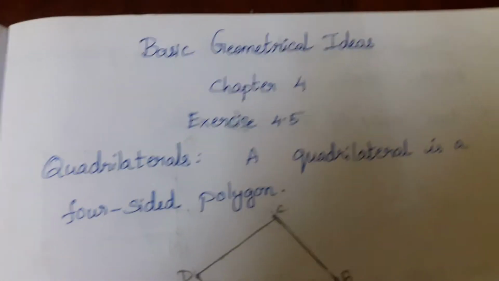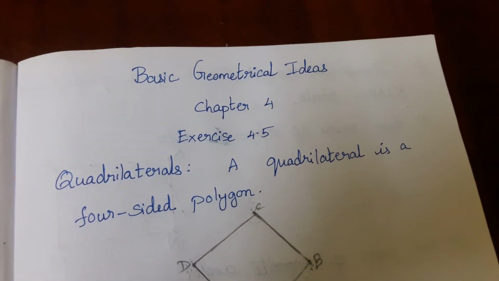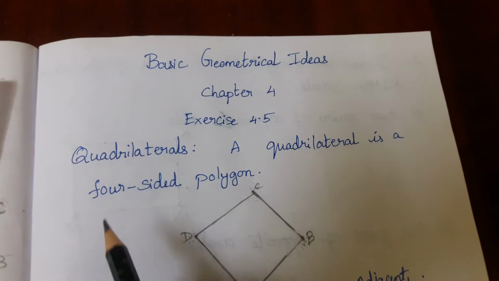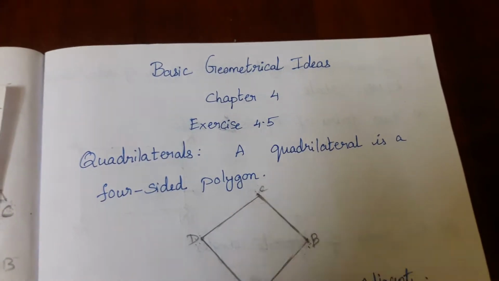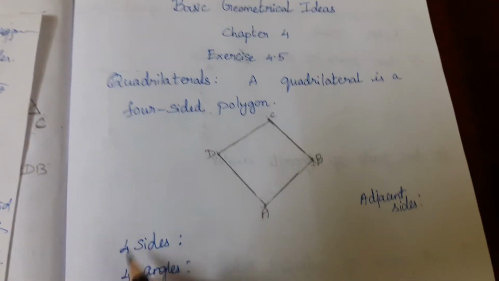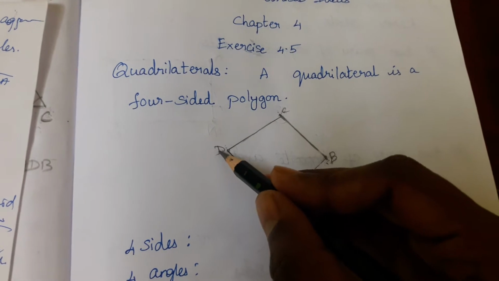Today we are going to see Basic Geometrical Ideas Chapter 4 Exercise 4.5. Before going to the exercise, let's see quadrilaterals. A quadrilateral is a four-sided polygon. The four sides are AB, BC, CD and DA.